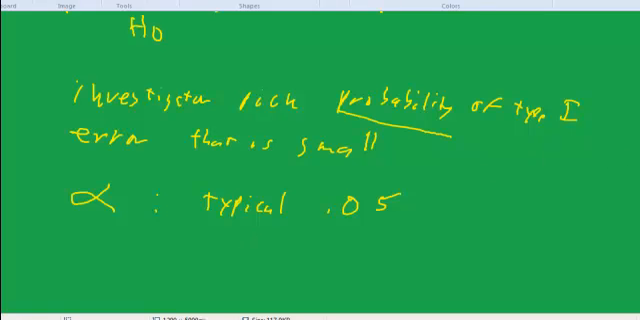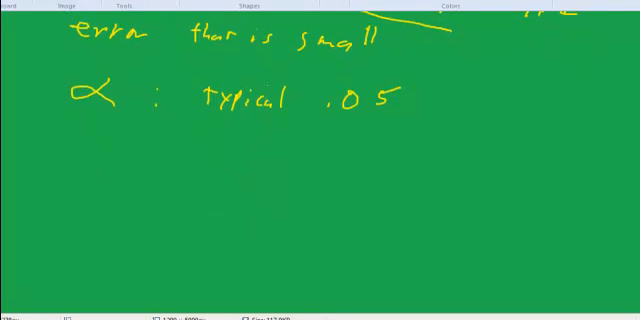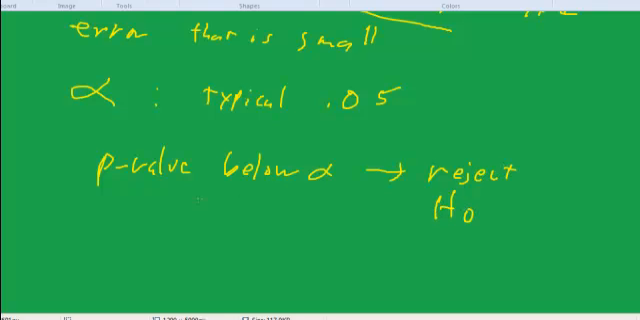So what that means in practice is that we look for a p-value below alpha. It will be low enough to reject the null hypothesis. That is, the probability of observing our sample results is less than 0.05 under the null hypothesis. So if the null hypothesis were true, there's less than a 5% chance that we would have observed our sample results, and so we reject the null hypothesis.